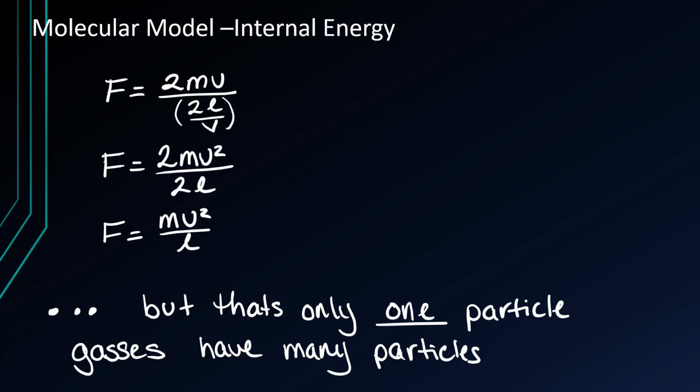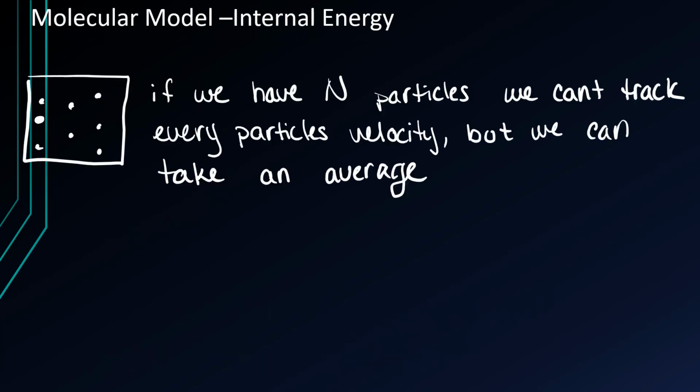I only tracked the motion of one particle in the system, and in my statement, I said that I have to have a very large number of particles. So if we have n number of particles, we can't track every single particle's velocity, but we can take an average, and that's the whole point of statistical physics, to take an average to simplify things.